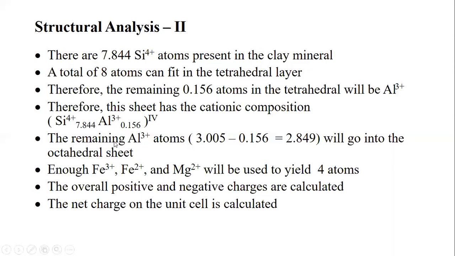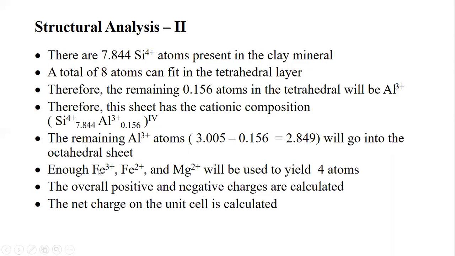How does it look? The remaining aluminum atoms, remember, you will see in the table, calculated the same way. You can go through the calculation just like we did with the silicon. 3.005, this is from the table. Subtract 0.156 that we already said replaced silicon in the tetrahedral. So they are occupying the tetrahedral places here. So what remains, 2.849, will go into the octahedral sheet.